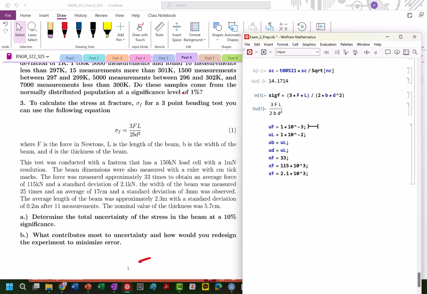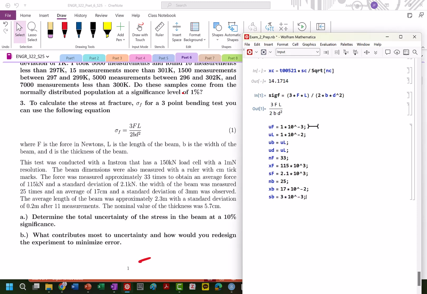The width of the beam, which is B, so the number of B measurements is equal to 25. XB is equal to 17 times 10 to the minus 2. And SB is equal to 3 times 10 to the minus 3.